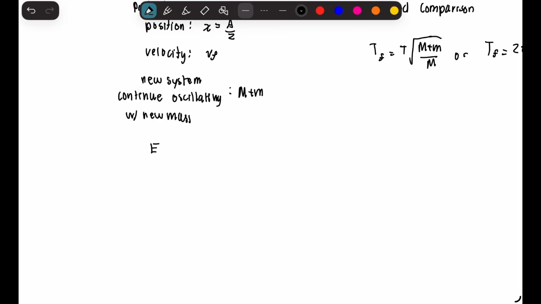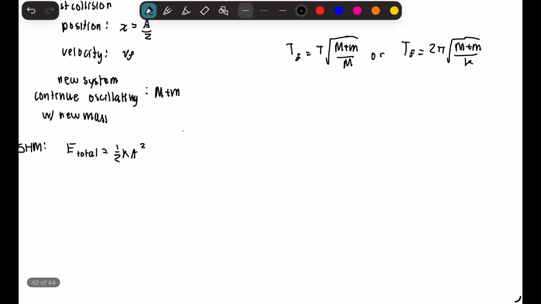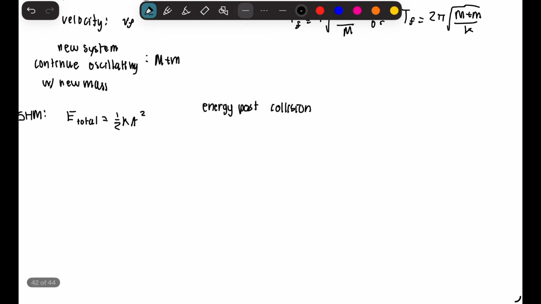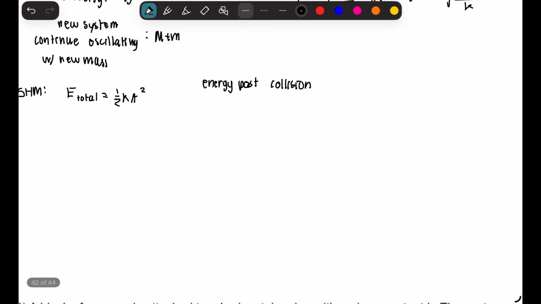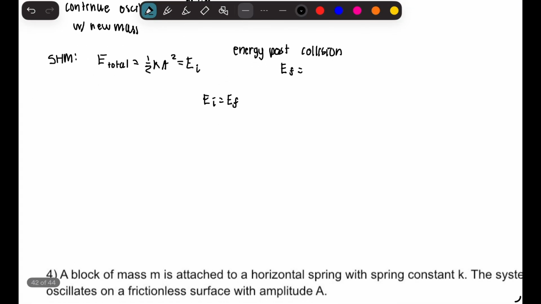So now you have to find your E total, and take note that this is simple harmonic motion. So you have 1/2 kA squared. So after this, you need to write your energy post-collision. Energy post-collision is your final energy. So your energy is going to consist of these two set equal to each other. So this is your E initial, and you need to find your E_F. So E initial equals E_F, you're going to have 1/2 kA squared is equal to 1/2 k (A over 2) squared plus 1/2 (M plus m) v squared.